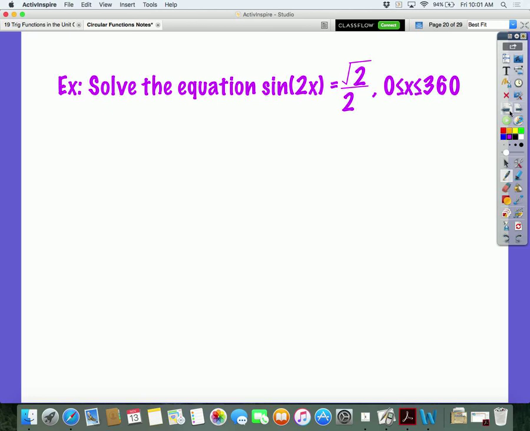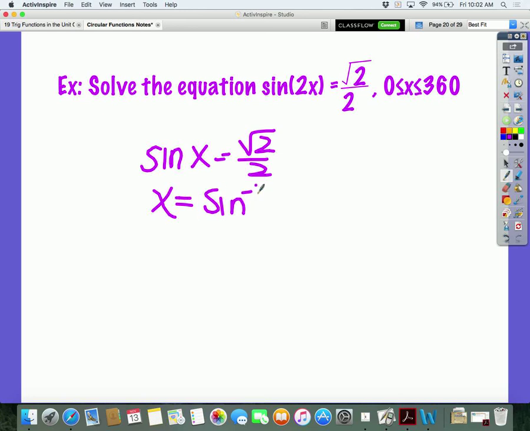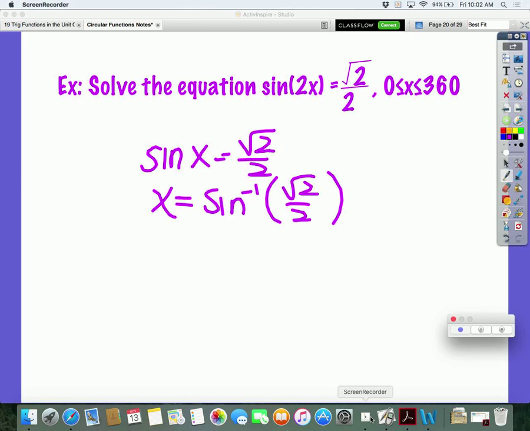What I'm going to do here is pretend like that 2 is not even there. I'm just going to treat it as a regular sine x equals the square root of 2 over 2. Just for right now, I'm going to treat it like that 2x is not even there. Okay? So, I'm going to try to figure out where on my unit circle is sine the square root of 2 over 2?